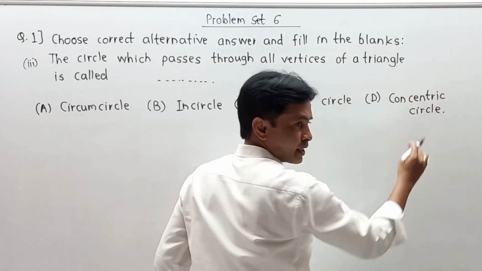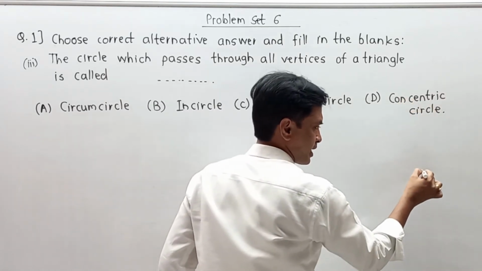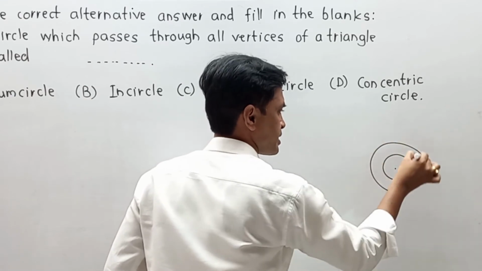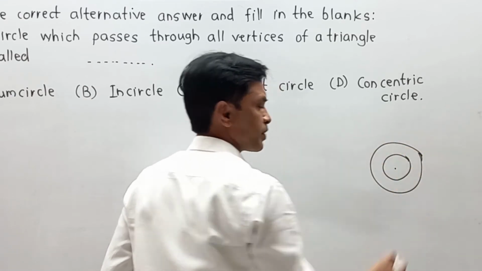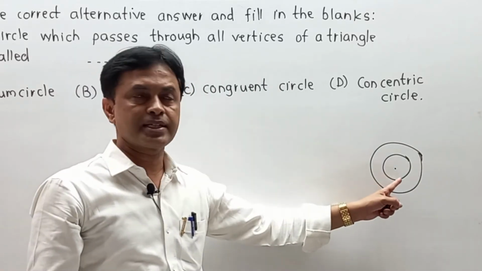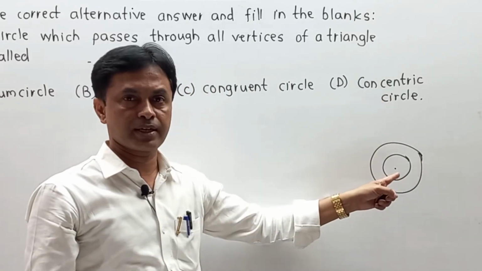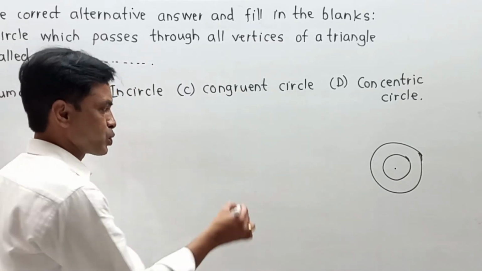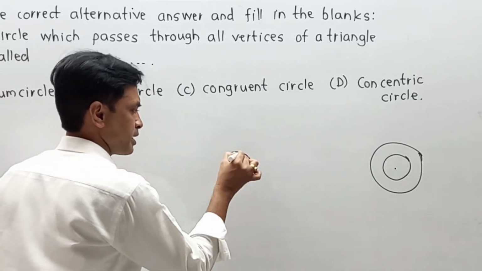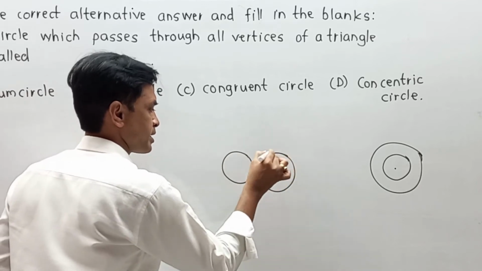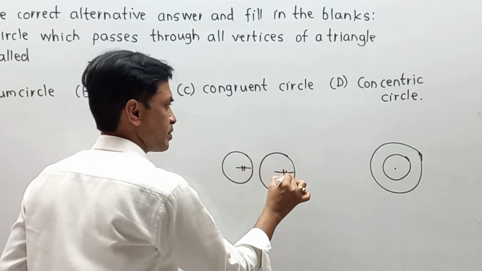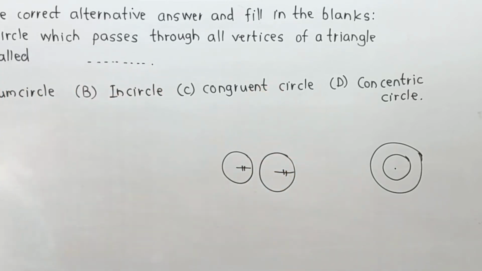Concentric circle itself indicates that if there is a center, let us say a first circle and a second circle, two different circles having the same center, it is called a concentric circle. Second, congruent circle: if there are two circles of equal radius, let us say a first circle and a second circle, both having equal radius, it is called a congruent circle.